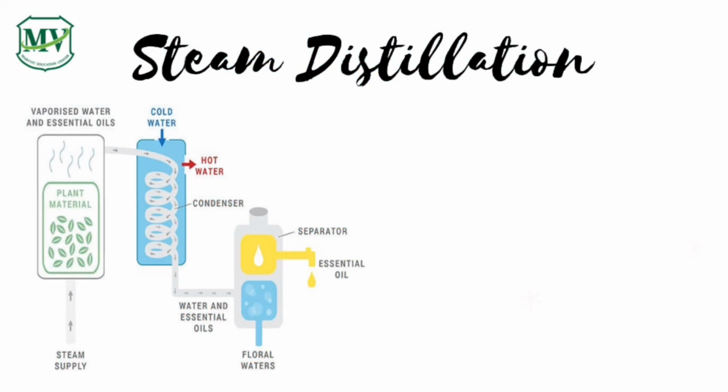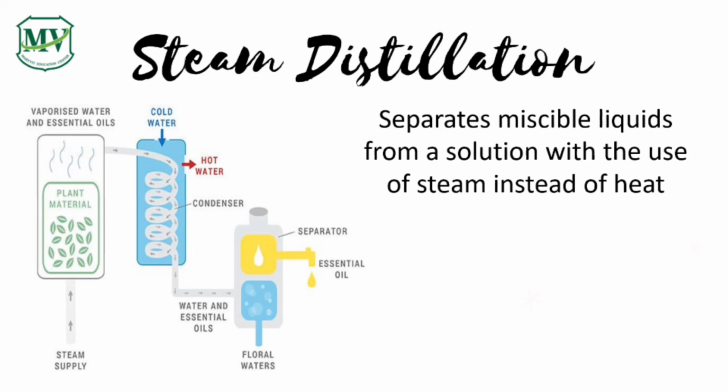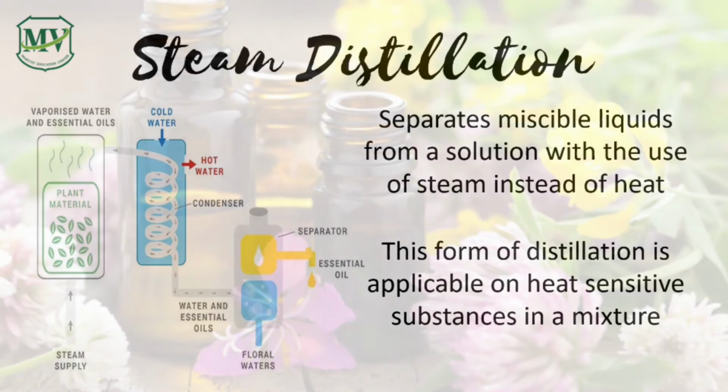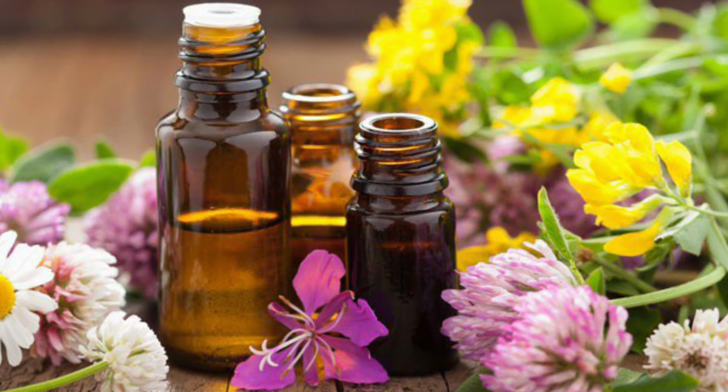Next, we have steam distillation. This process separates miscible liquids from a solution with the use of steam instead of heat. This form of distillation is applicable on heat-sensitive substances in a mixture.